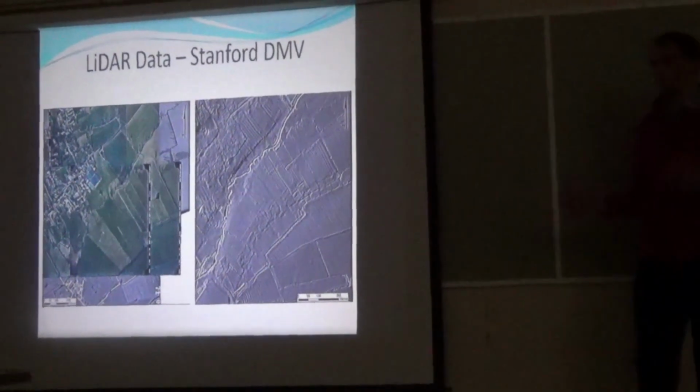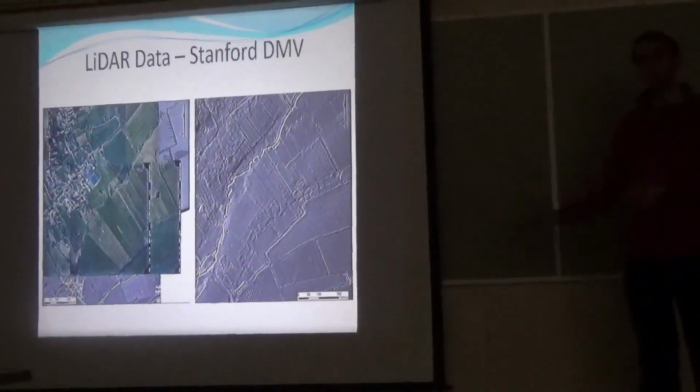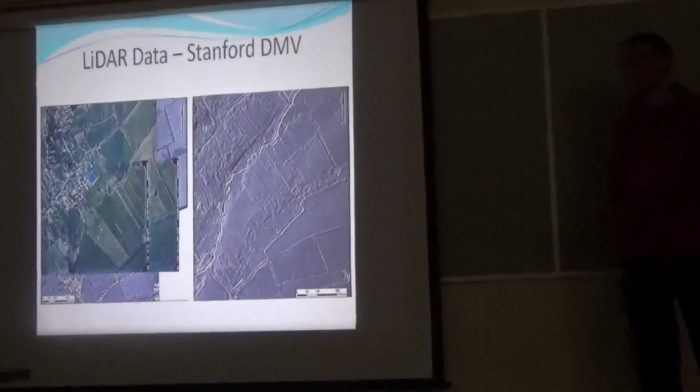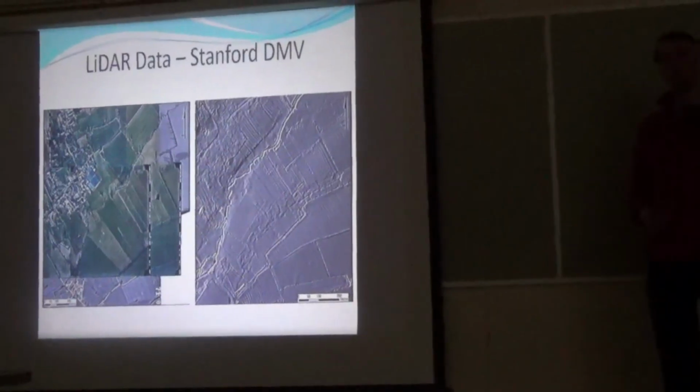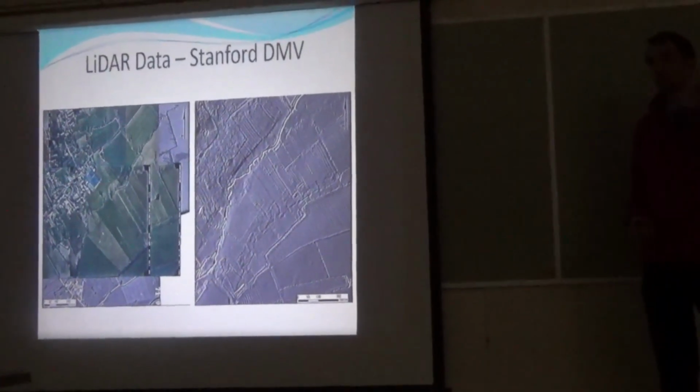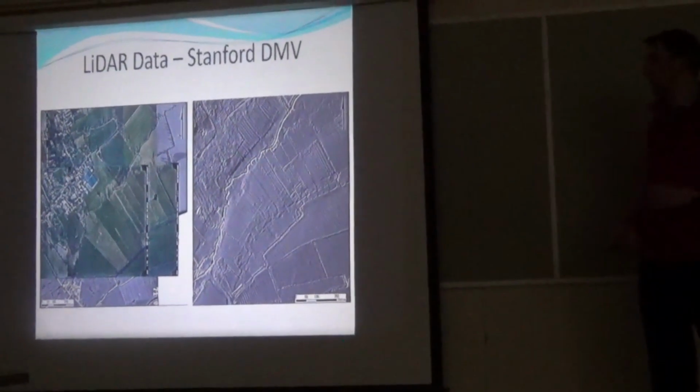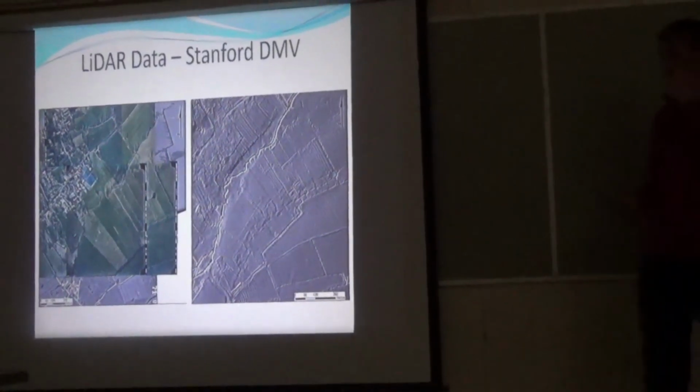You can even see three or four phases of field system. We've got earthworks, because the accuracy of the z-axis is so much better, you can pick up multiple phases that you won't see on aerial photography.